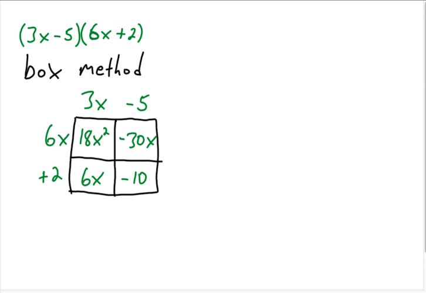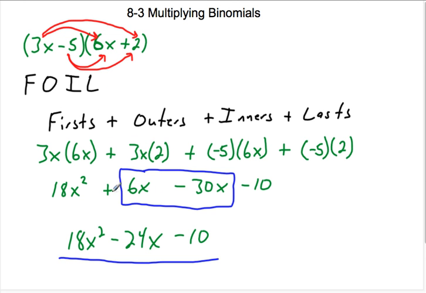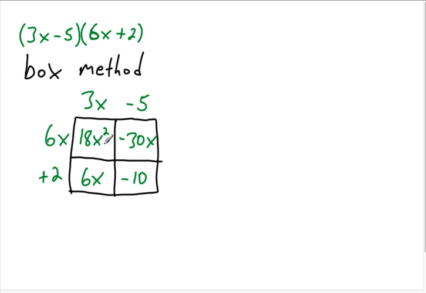Notice if you look back in your notes, these terms are all the same as these terms here. We have the 18x squared, the 6x, the negative 30x, the negative 10. And in this case, the two terms that are going to be combinable, because they're like terms, are going to be these two here on the diagonal.